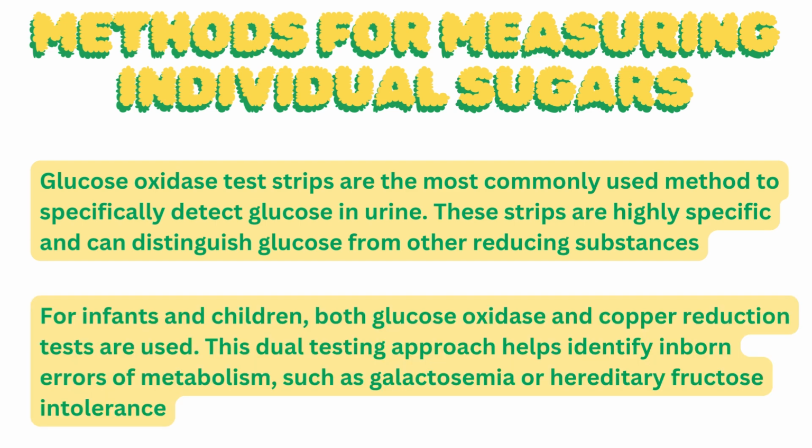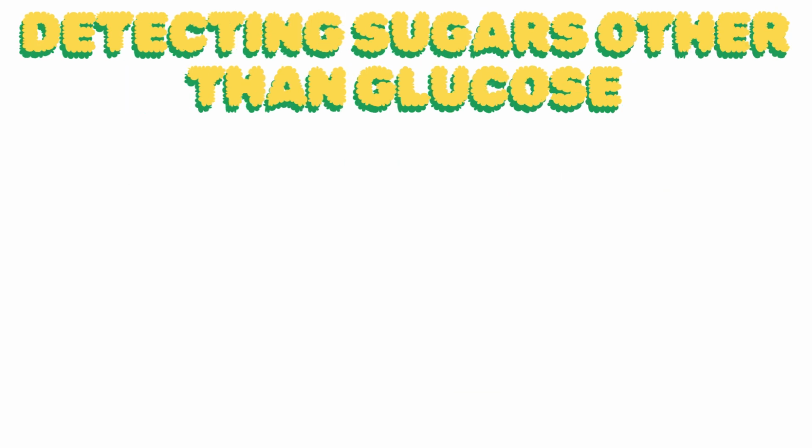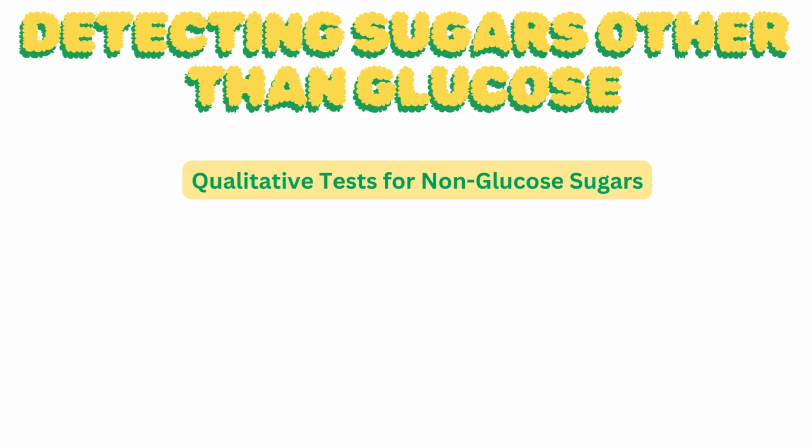For infants and children, both glucose oxidase and copper reduction tests are used. This dual testing approach helps identify inborn errors of metabolism, such as galactosemia or hereditary fructose intolerance. But how about detecting sugars other than glucose? Qualitative tests for non-glucose sugars. There are specialized tests for different sugars.